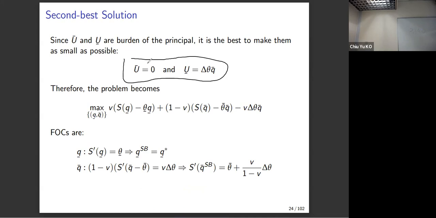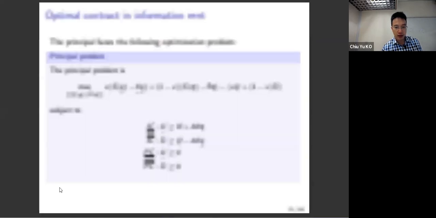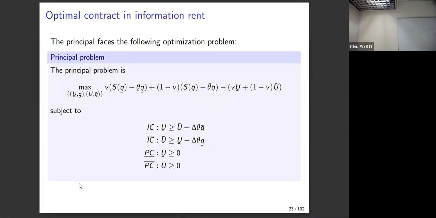Why I argue this is, suppose U bar is positive. Because U lower bar must be higher than U upper bar, that means I can find some way to reduce both without breaking the constraints. The idea is like this. Look at this inequality.